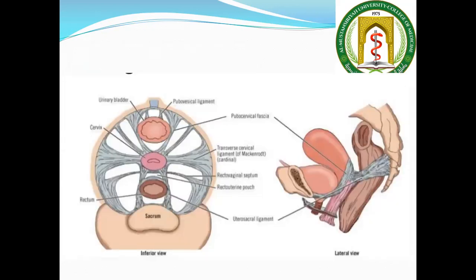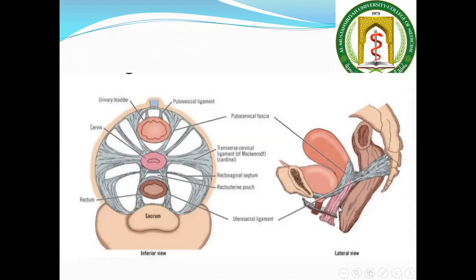You see here, these are the ligaments and fascia. The most important one is the transverse cervical ligament here. This is the most powerful ligament connecting the cervix to the pelvic side wall. This is the transverse cervical ligament. Another name is the Mackenrodt ligament or the cardinal ligament. So this is the most important one. Other fascia and ligaments also play a role.